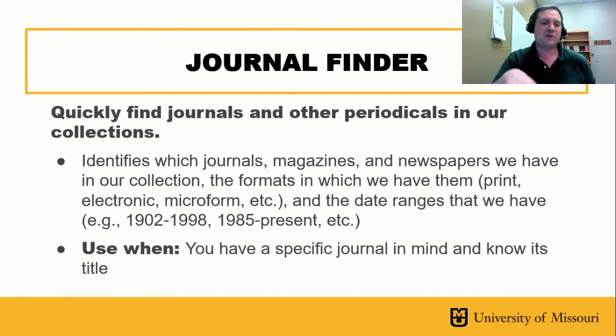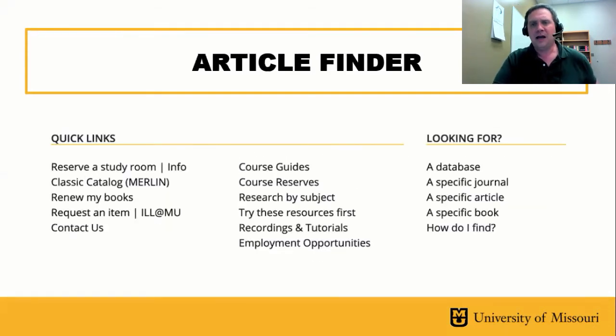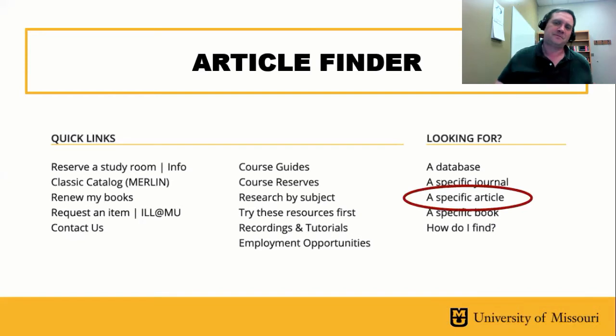It's not something that I would recommend that you try to use to just type in keywords to see, well, what types of journals do you have on this subject? What you really want to do is use it when you know the title of the journal. And then likewise, Article Finder, with this link right under a specific journal, there's a specific article.